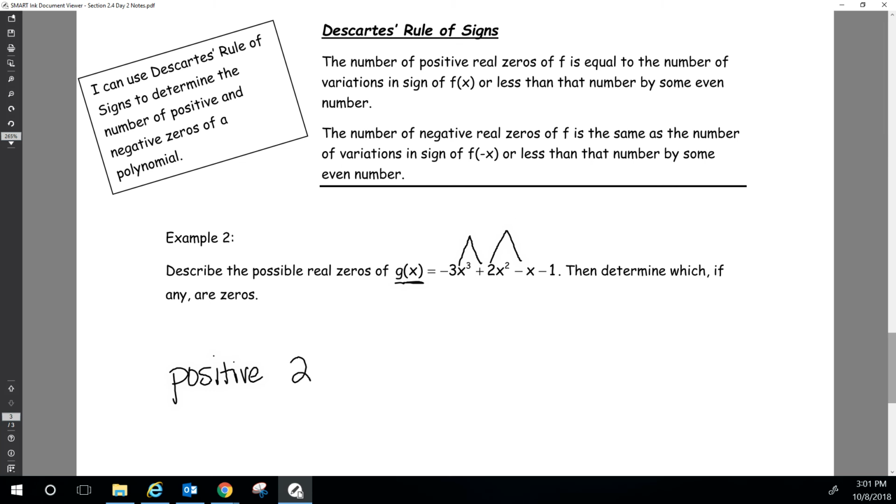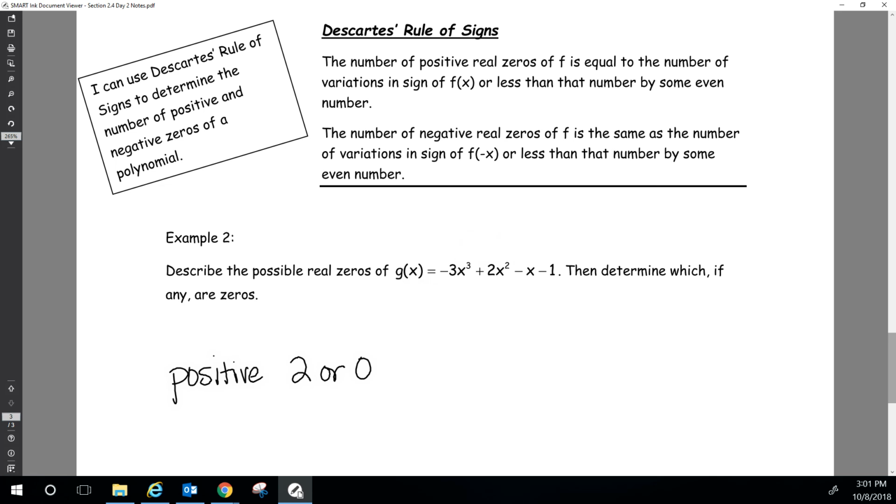So I could have 2 positive real zeros or 0. So it's either that number or you have to decrease that number by 2, until you get to 1 or 0. You can't have anything less than 1 or 0. You can't have any negative numbers.